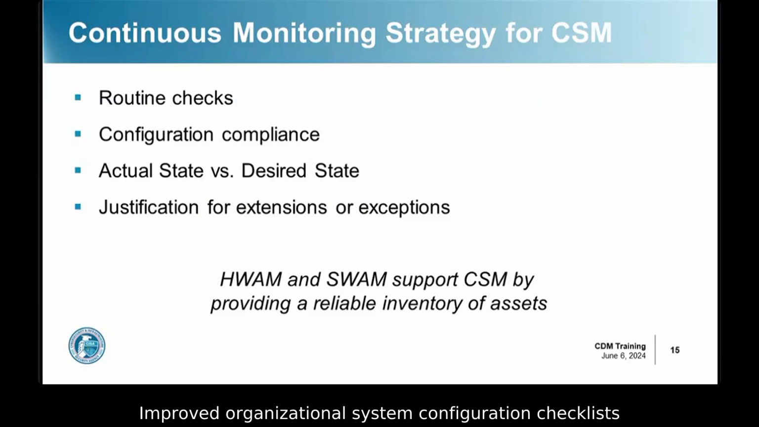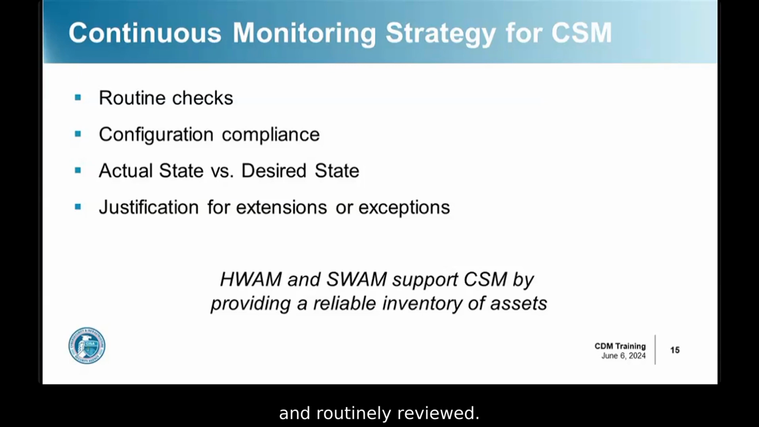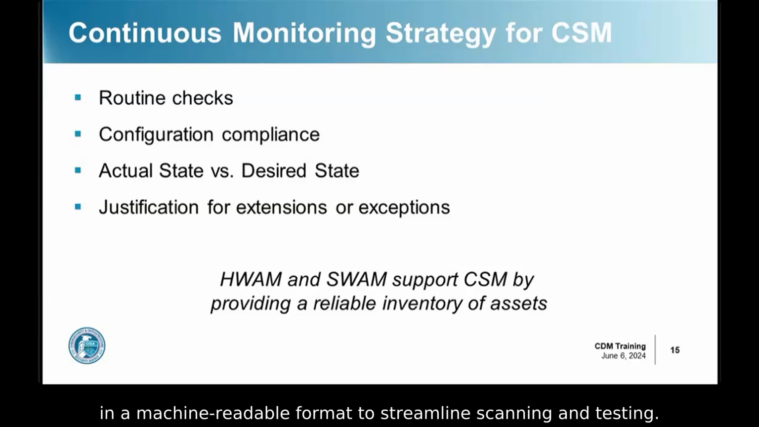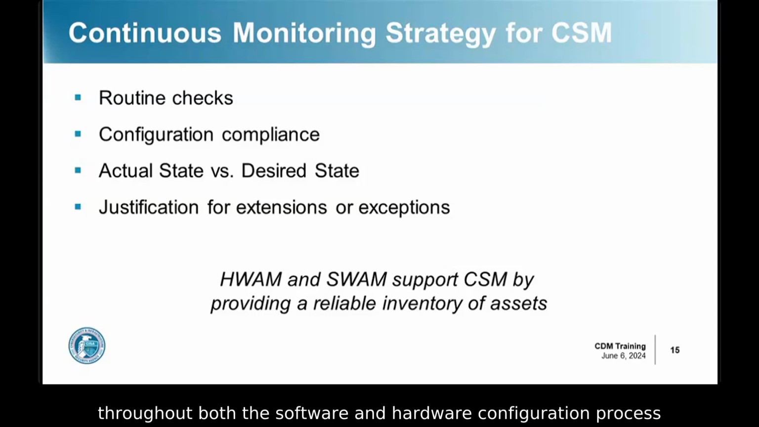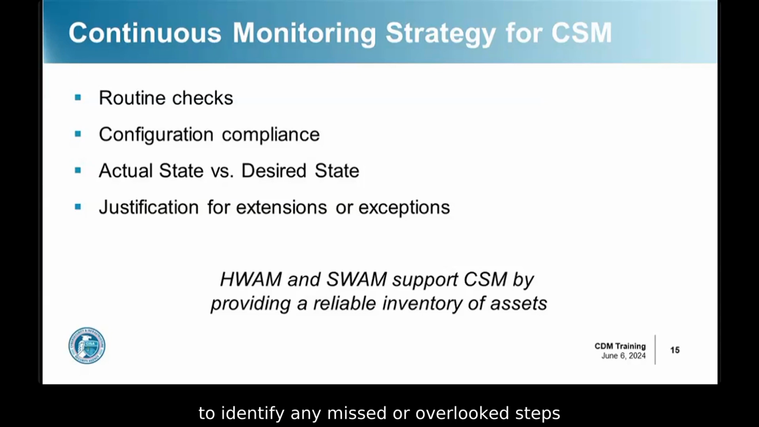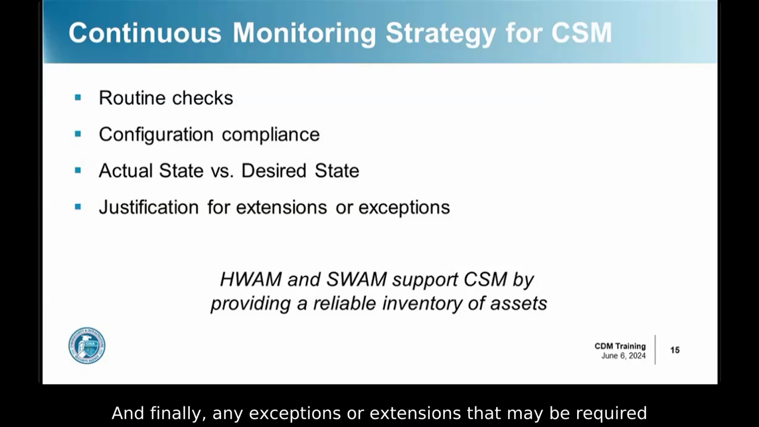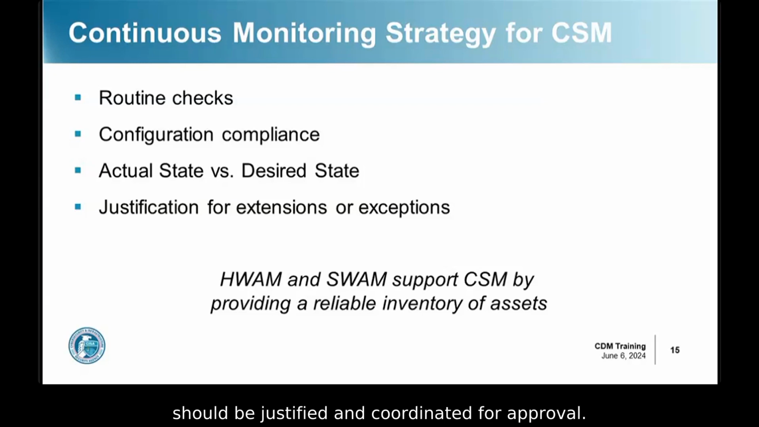Approved organizational system configuration checklists should be established, maintained, and routinely reviewed. Software checklists should be maintained in a machine-readable format to streamline scanning and testing. Hardware checklists should include diagrams to ensure that the configuration process is repeatable and to reduce mistakes. Quality controls should be designed throughout both the software and hardware configuration process to identify any missed or overlooked steps in the checklists. And finally, any exceptions or extensions that may be required should be justified and coordinated for approval.